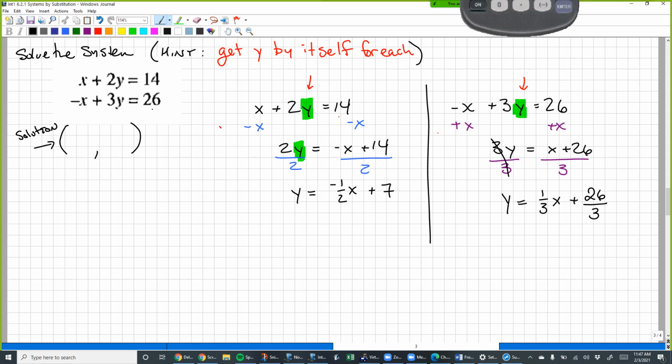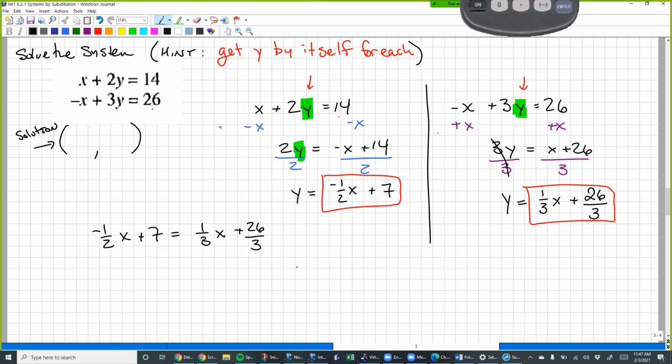Okay, so let's set this up by saying what they're equal to. I know that this is equal to y, and this is equal to y, so I'm going to plug in one for the other. I'll set it up over on this side, where negative 1/2 x plus 7 is equal to 1/3 x plus 26 over 3.